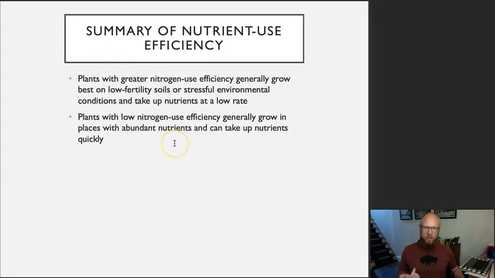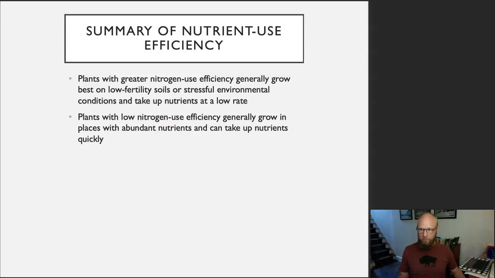And that's kind of stated here. So plants with greater nitrogen use efficiency generally grow best on low fertility soils or stressful environmental conditions and take up nutrients at lower rates. And plants with low nitrogen use efficiency, on the other hand, generally grow in places where there's lots of nutrients, and they can take up nutrients really quickly. And if there's lots of nutrients around, it probably doesn't make sense to be really conservative with the ones you've taken up, because that just takes energy to resorb them and store them and then move them around next year. It might just be easier to sell it, get rid of it, and buy new ones the next year.